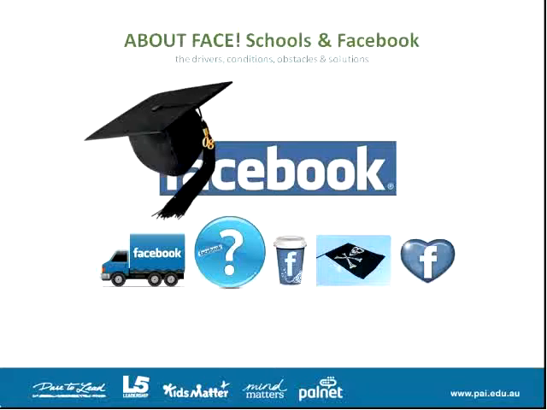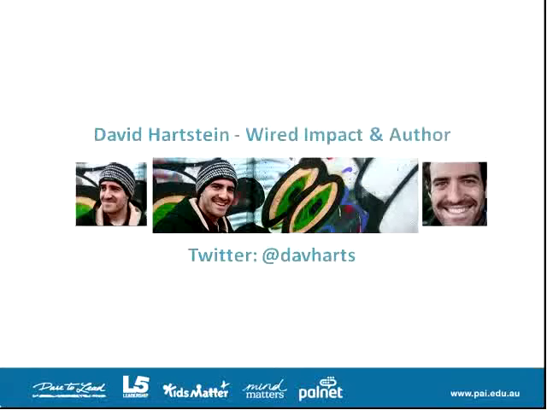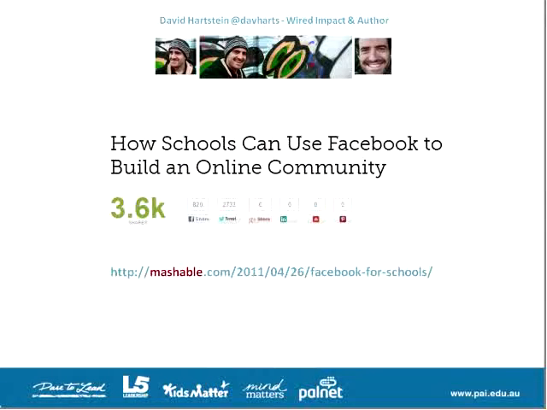Now, David's article on Mashable, titled How Schools Can Use Facebook to Build Online Communities, grabbed my attention, and it's had about 2.6 thousand views and downloads, and it might be more. Now, David's an interesting guy. He's a partner at wiredImpact.com. He authors articles for Mashable, 3.6, I'm sorry, and it's particularly around this article we're going to be having a conversation with David in a few minutes' time.